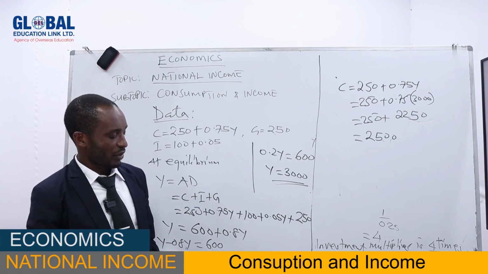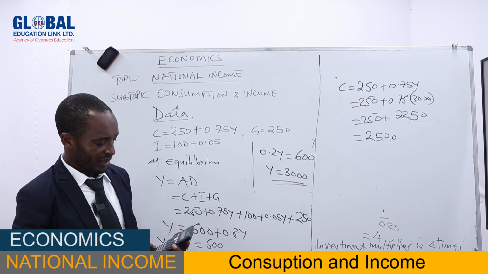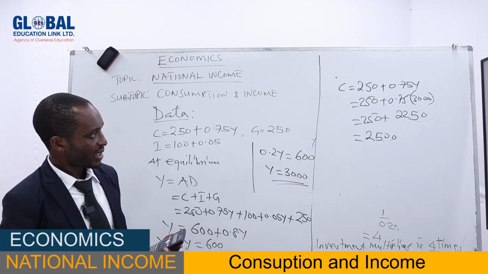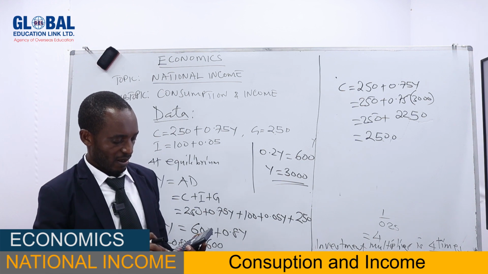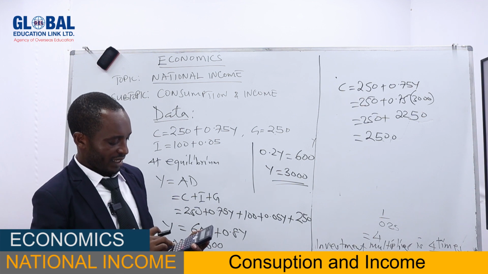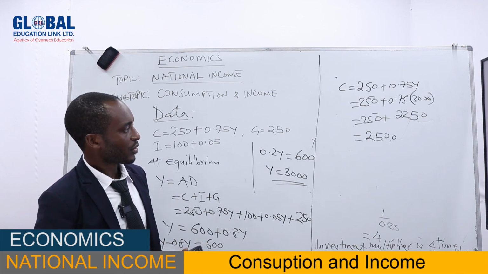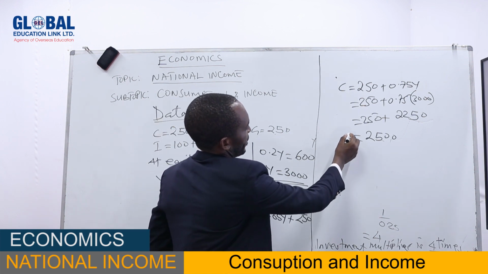You need to use your calculator to check if it is correct. So you take 3,000 times 0.75, then you add it to 250. So the consumption level will be this one.